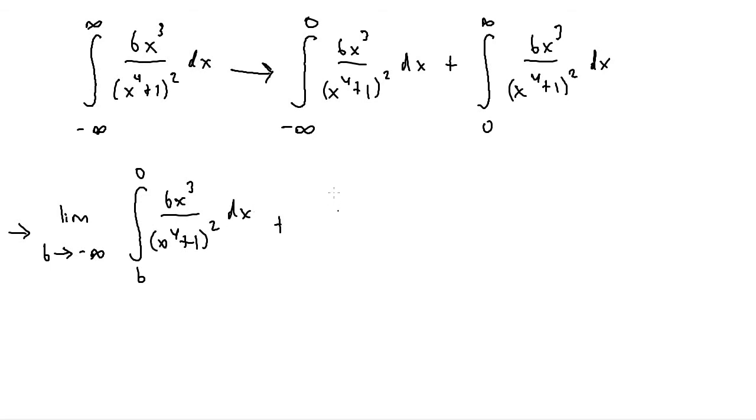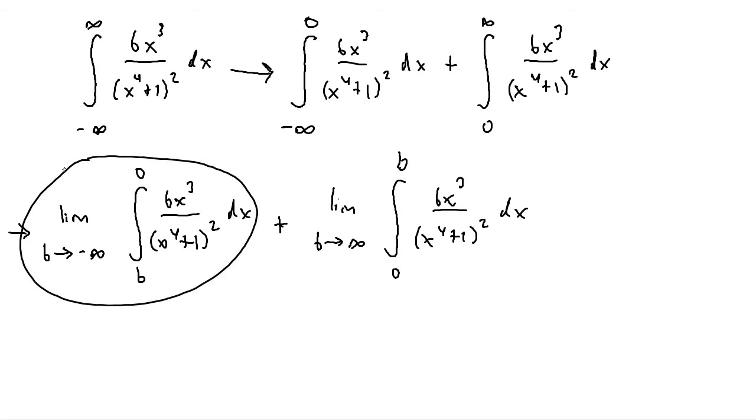And then plus another limit. I can use the same letter, this time as b approaches infinity, because that's my upper bound of the integral from 0 to b, once again replacing it, of the function 6x cubed over (x to the 4th plus 1) squared. So now we can go ahead and solve. I'll start by solving this limit first, and then I'll move on to the other limit.